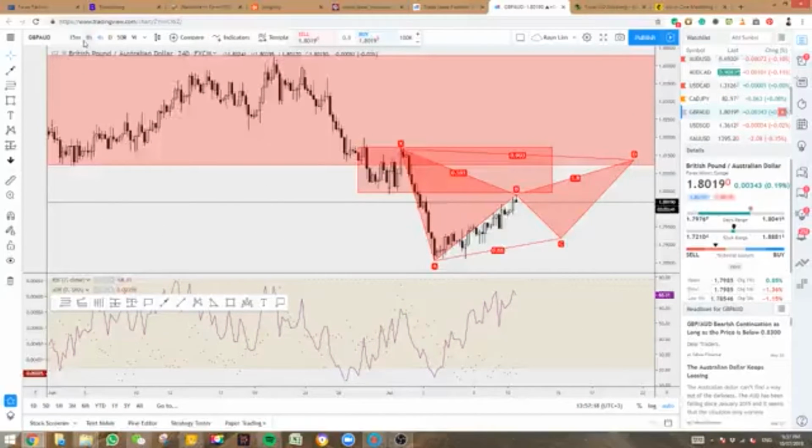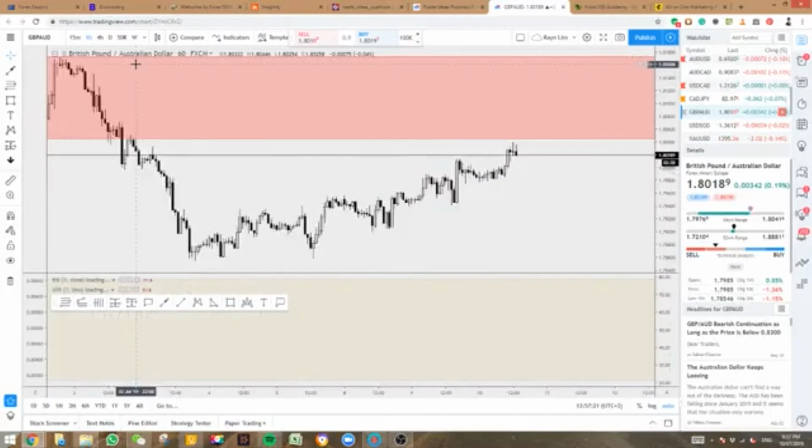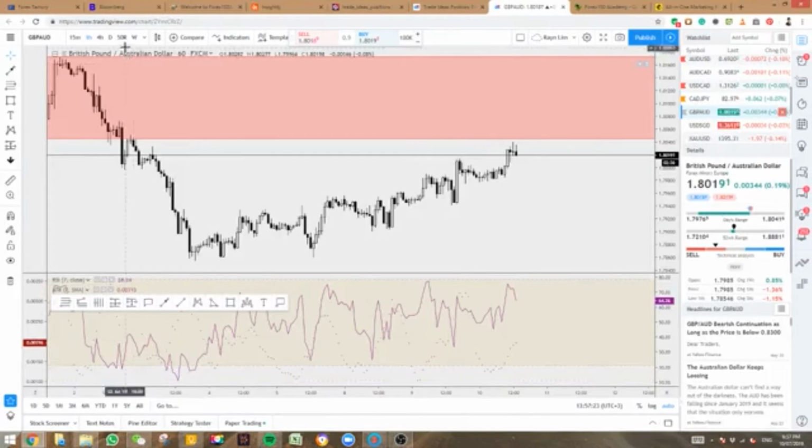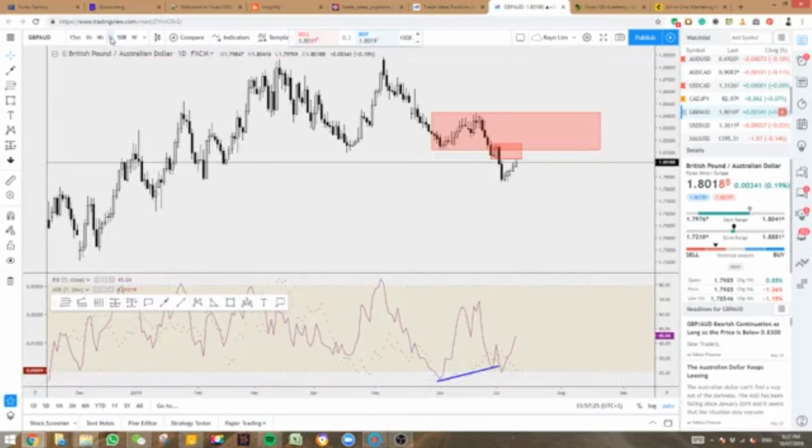To the 1-hour chart, nothing much. Back to the daily chart. So we do have something over here, so let's keep it that way. Alright, so dollar Sing, then we go towards euro pound, shall we? Alright, so dollar Sing.